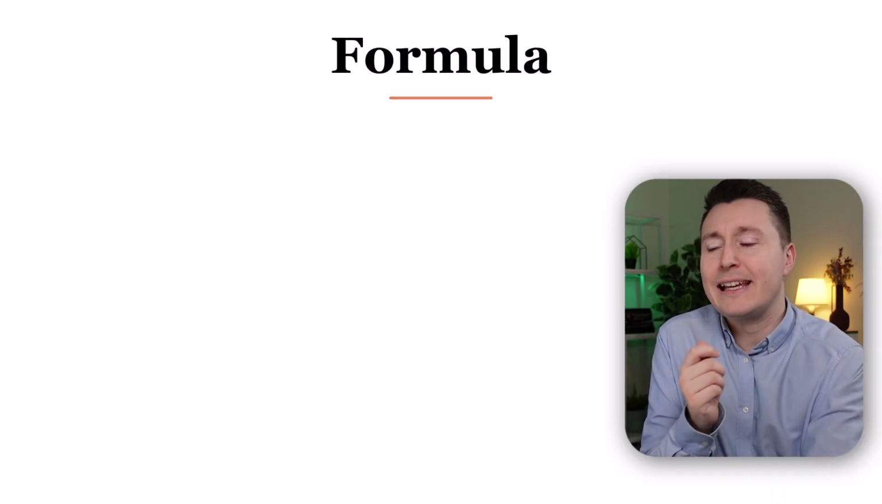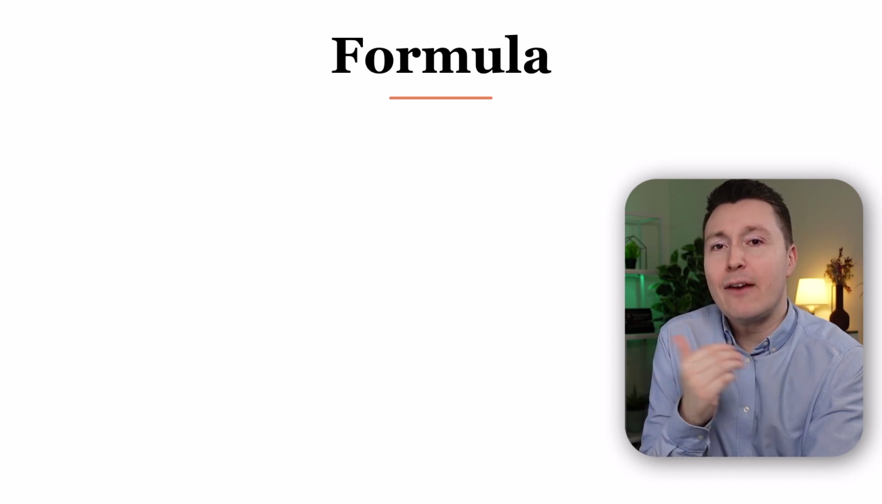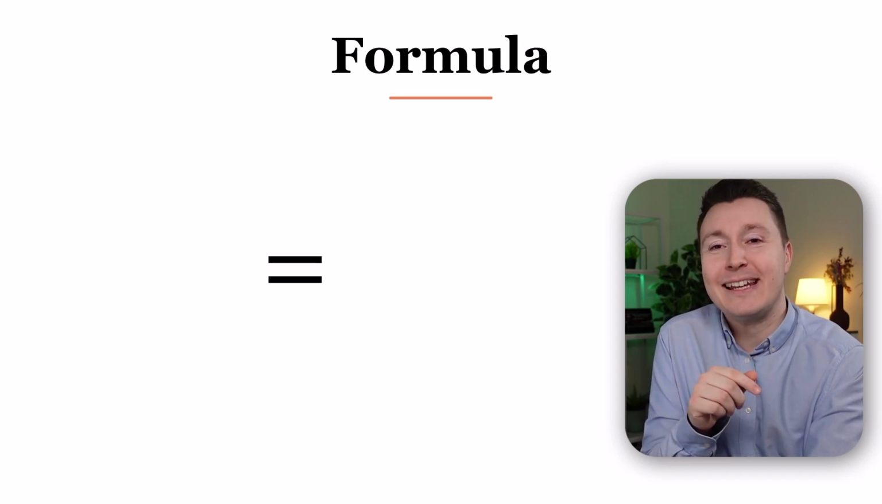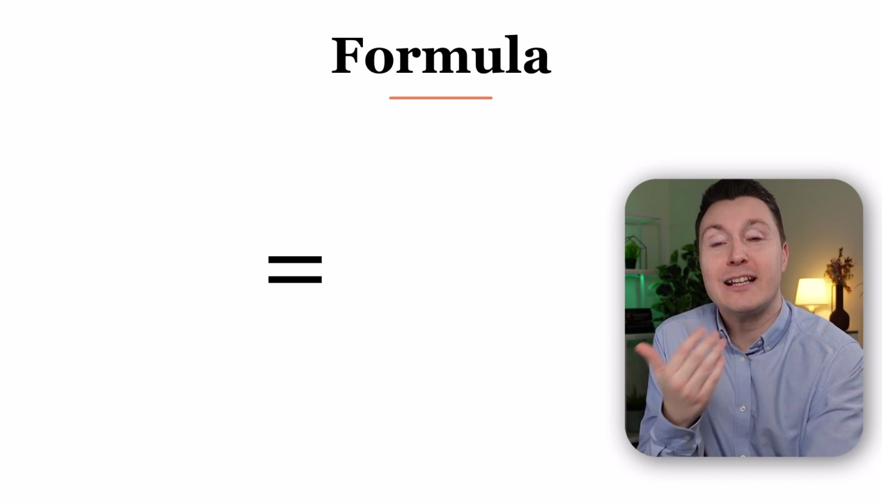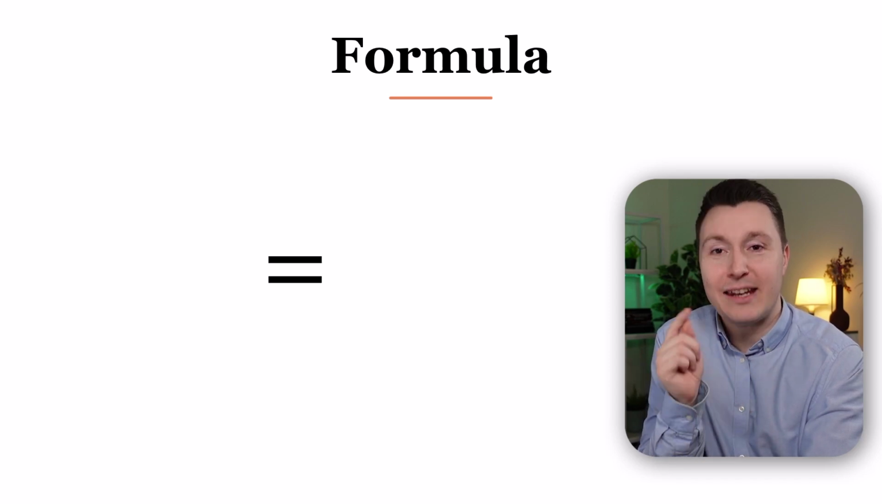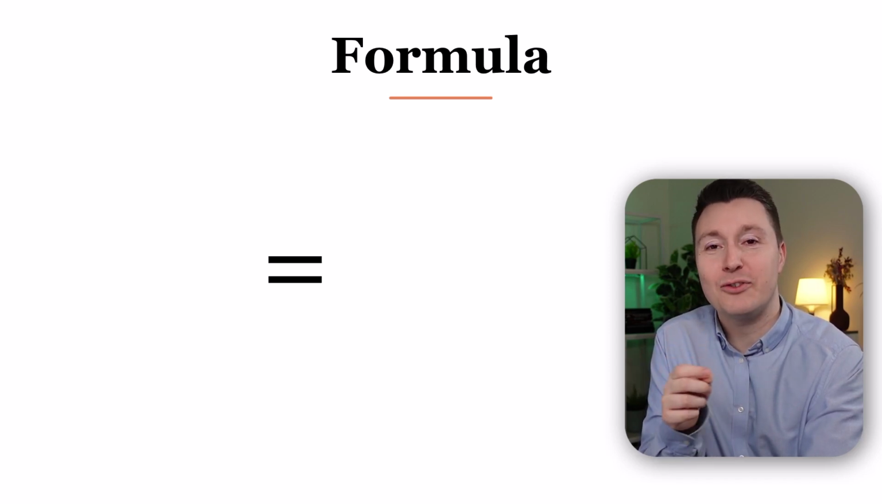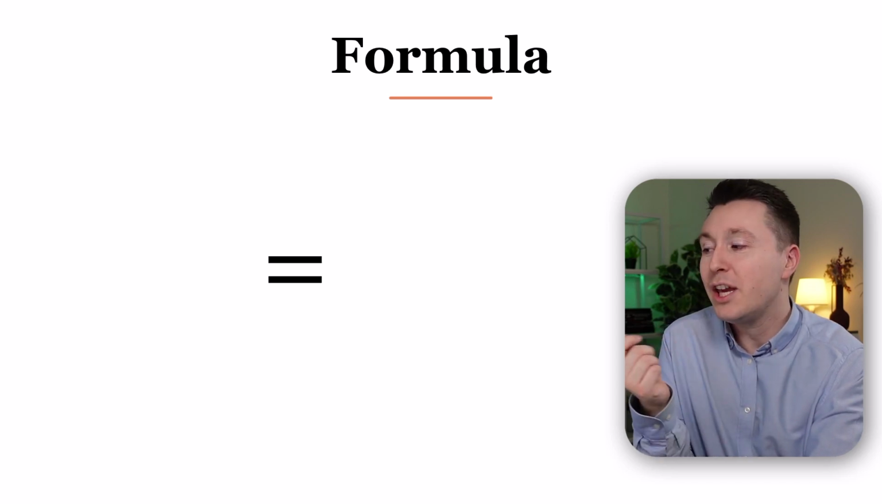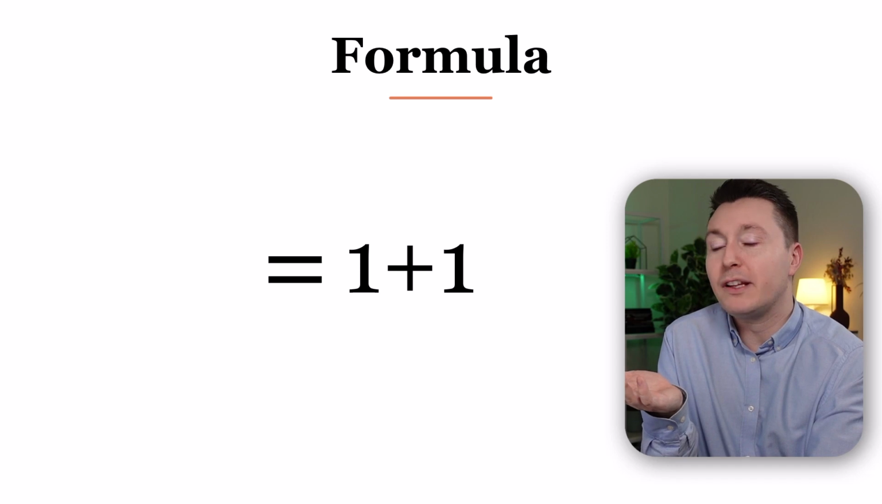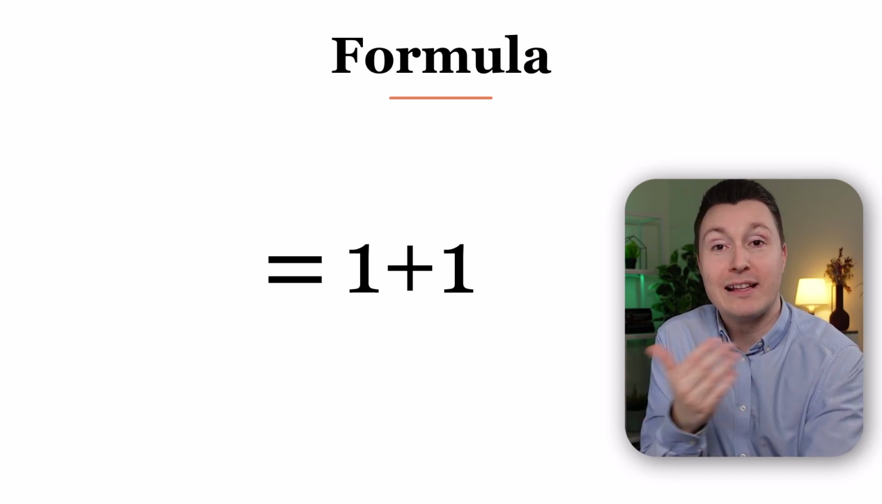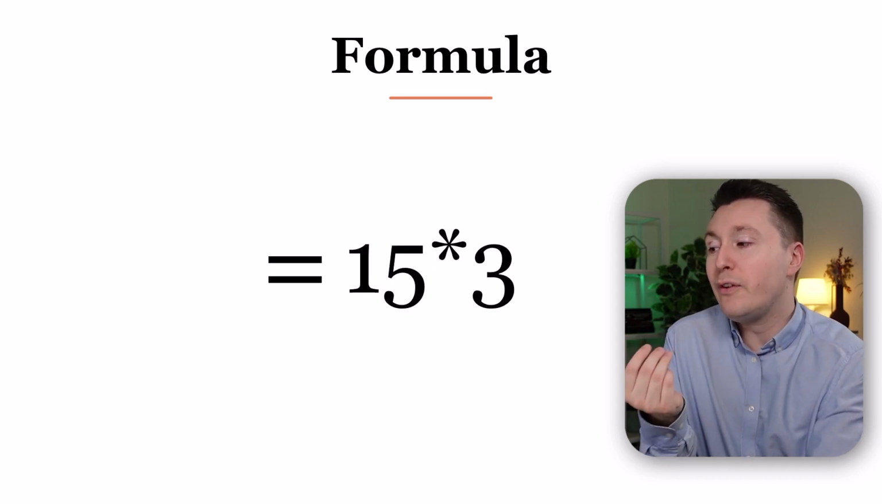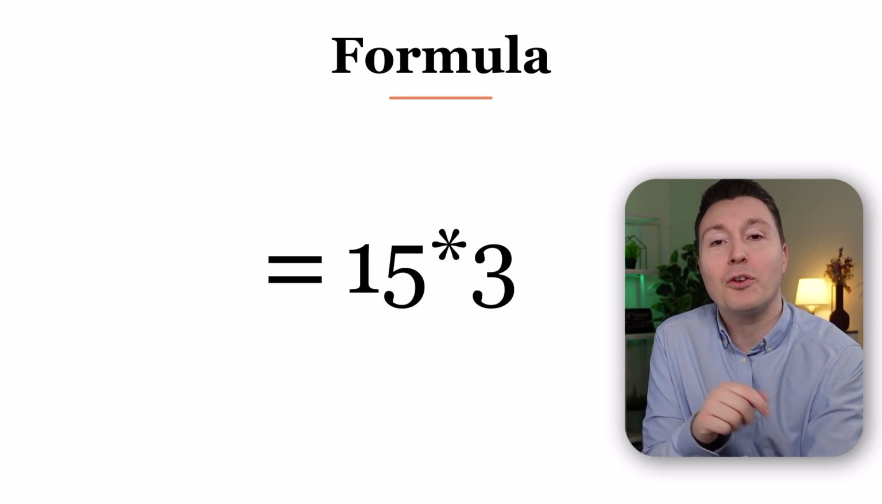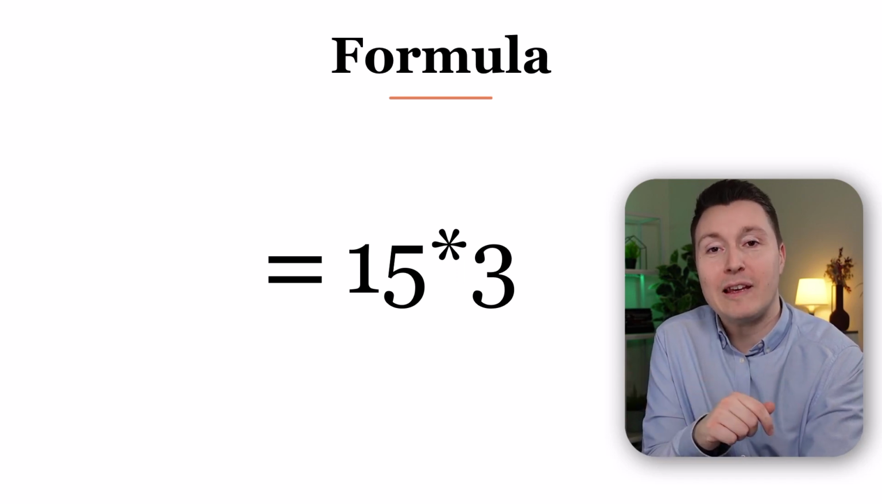What is a formula exactly? A formula is everything that starts with an equal sign in a cell, and that's how you signify and tell Excel that now I'm going to write a formula, and that's going to be used to do something with the data instead of just storing data. So you can write 1 plus 1, that's a calculation, and that's a formula. You can also write 15 times 3, that would also be a calculation, that would also be a formula.